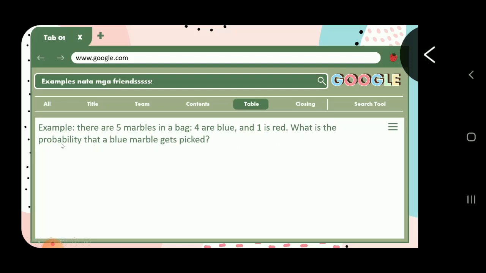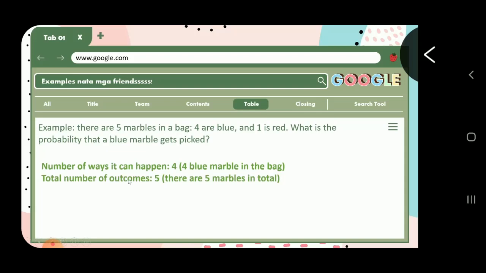Now ang question man kay what is the probability that a blue marble gets picked? Focus on the blue marble. Pila ka blue nga marble ang naa sa atoa? Naa tay 4. So, ang atong probability kay 4 over 5. So, ania. Number of ways it can happen, 4, kay 4 man ka blue in the bag. Then, total number of outcomes, 5, kay there are 5 marbles in total.